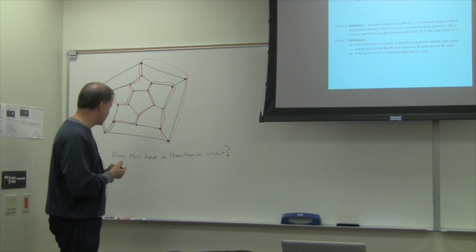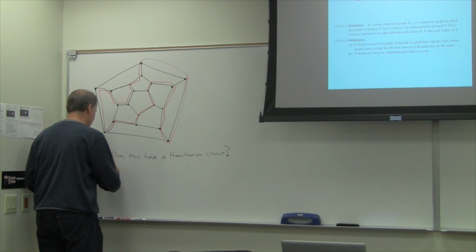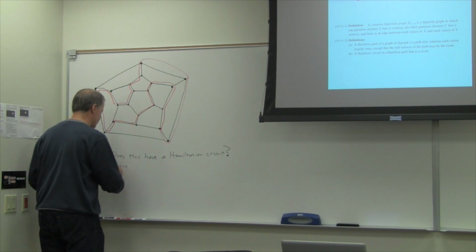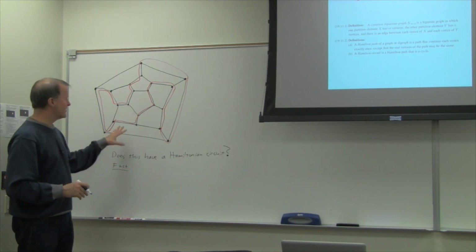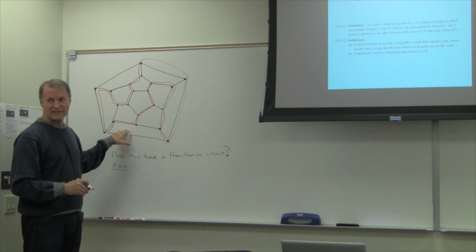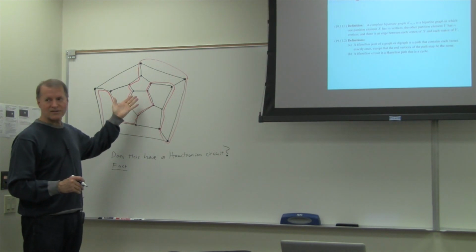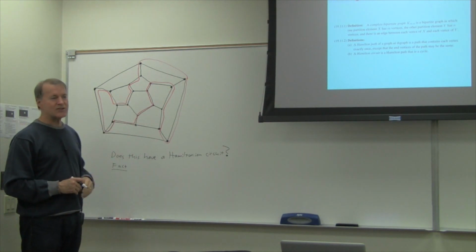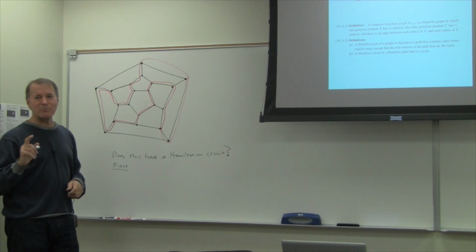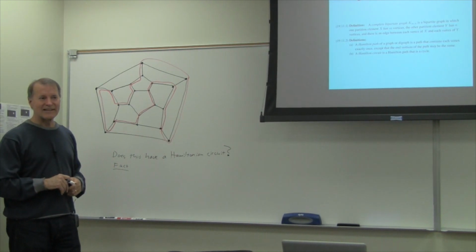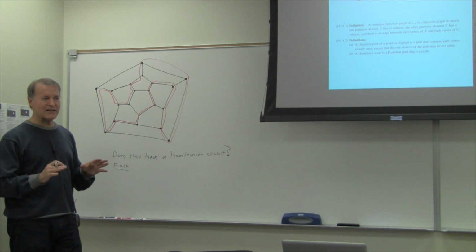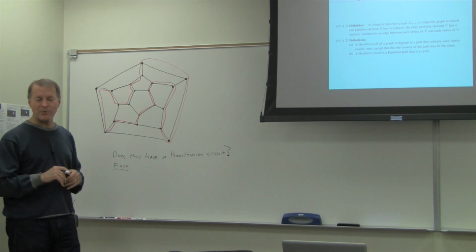But here's a fact. I'm not going to prove this, but here's a fact. How do we know that this doesn't have an Euler circuit? That's very easy. The odd degree thing. We just look to see if there are any vertices that have odd degree. Now here's a fact. There is no simple test. Isn't this an amazing problem?